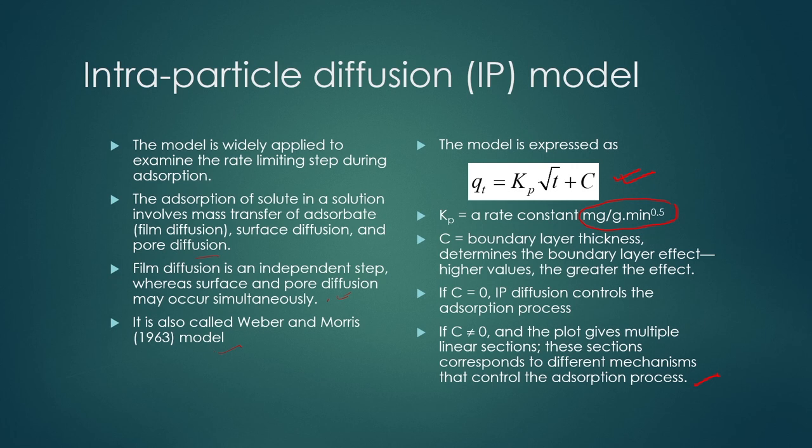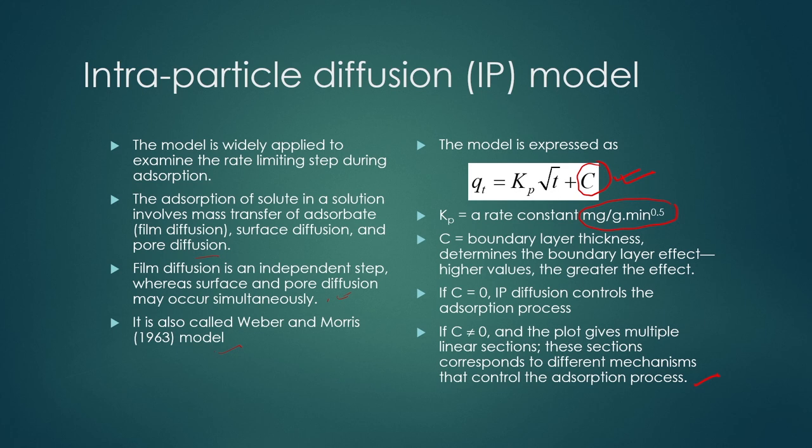Now there are three types of diffusion: film diffusion, surface diffusion, and pore diffusion. Which diffusion controls the process, or whether these diffusions are controlling or not, can be assessed by the model equation called the intraparticle diffusion model equation. This equation says that the uptake is proportional to the square root of time, where the proportionality constant is the rate constant, whereas the extra term C added here will tell you whether the adsorption is diffusion controlled or not.